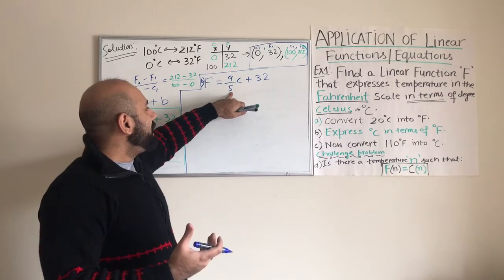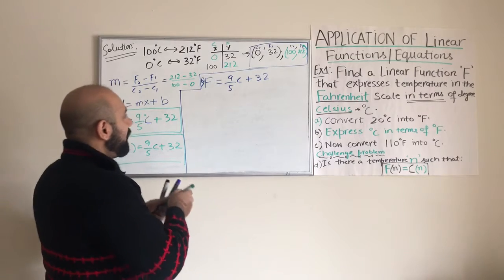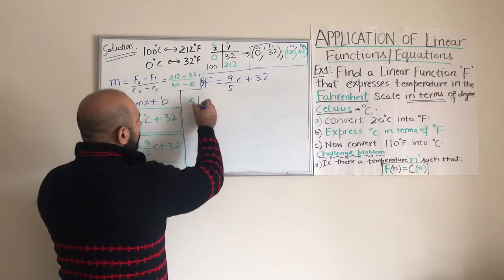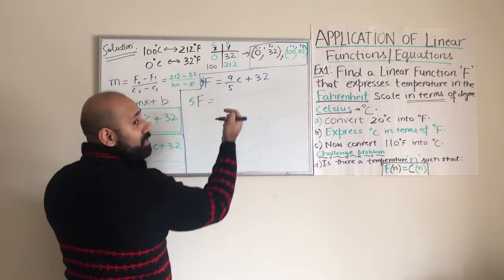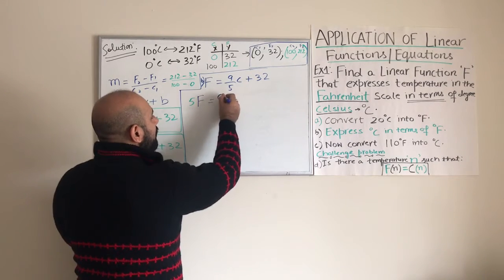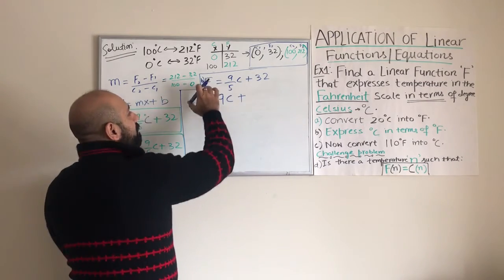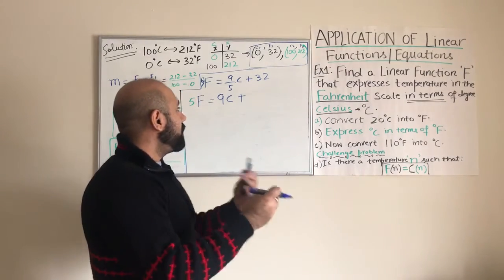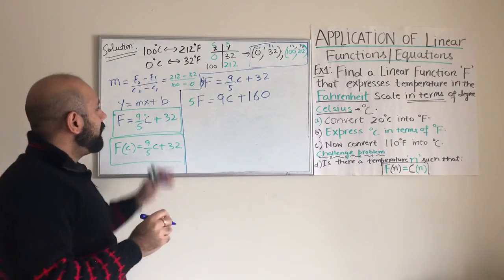How would we accomplish that? By multiplying 5 to both sides. So let us go ahead and do that. I multiply 5 to both sides, so it will become 5F on the left hand side. When I multiply this expression by 5, the 5 upstairs and downstairs basically just crosses out, so I don't have to write that extra step. So what do I end up with? 9C plus 32 times 5. Guys, keep in mind, if I multiply one quantity by 5, I have to multiply each and every quantity by 5. So 32 times 5 is 160.